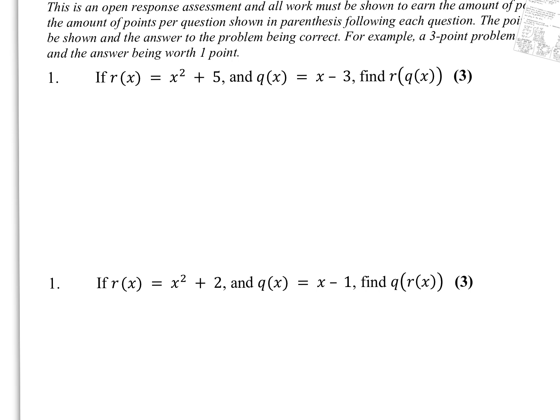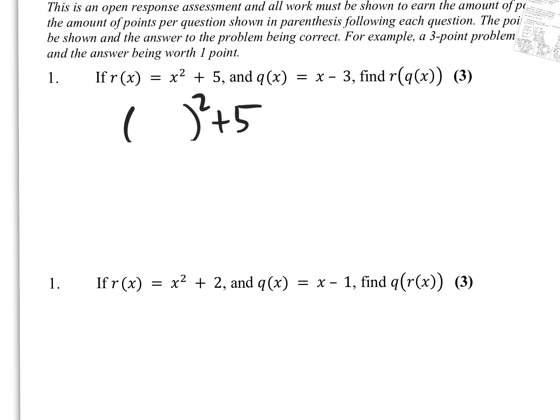The first one says r of x is the function x squared plus 5, and q of x is the function x minus 3, and the notation is r of q of x. So you have the r on the outside and the q inside the r. Okay, so what this means is that you're going to plug in the q function into the r function. So how should we do this? You're going to start by rewriting the r function, but instead of x's, putting parentheses. Okay, so we're going to rewrite this as parenthesis squared plus 5. And we're going to plug in the q of x function in here.